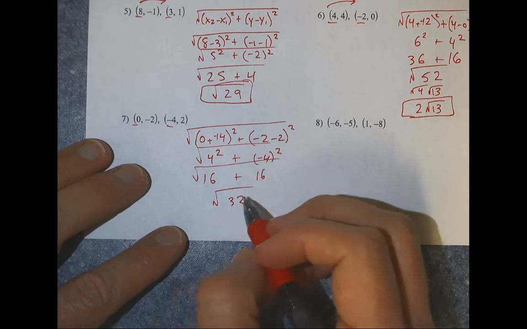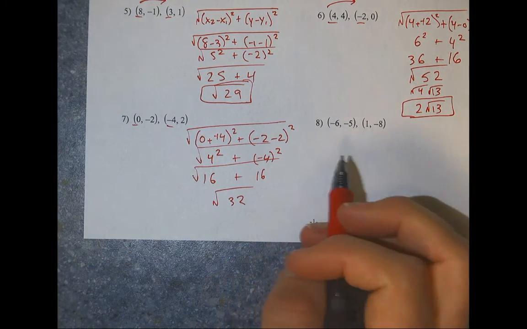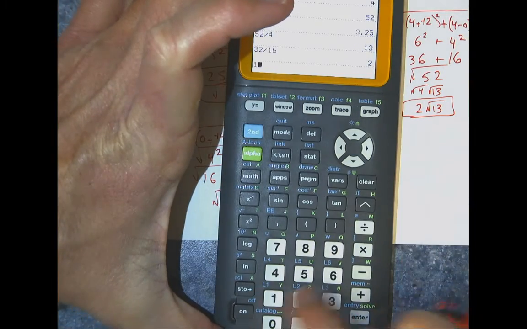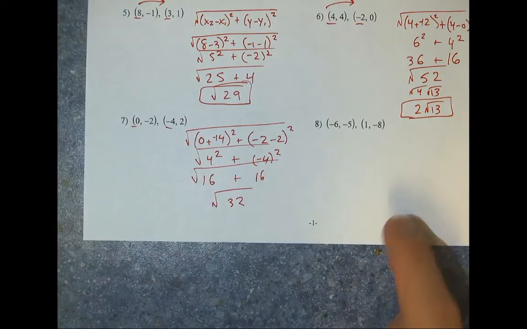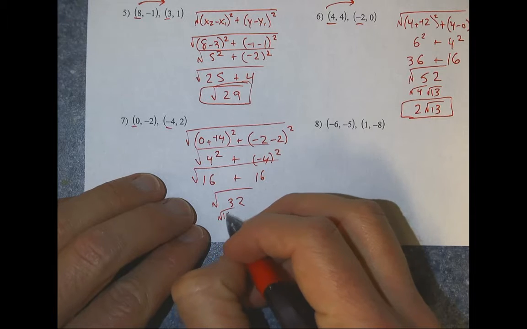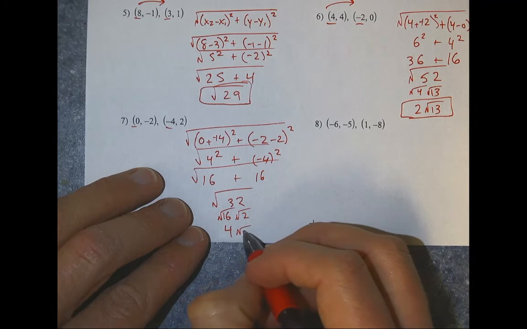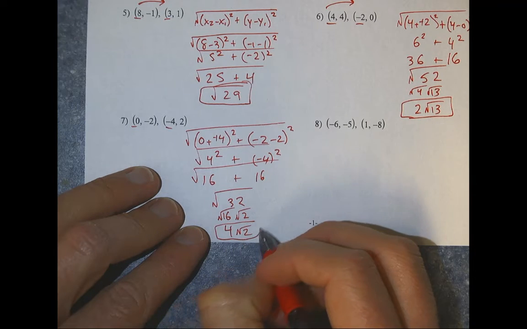And I know that 4 goes into this, but I also know 16 does. 32 divided by 16 is 2. 16 times 2 is 32. So I can split this into square root of 16 and square root of 2, and that becomes 4 radical 2. And let's say you started with 4.